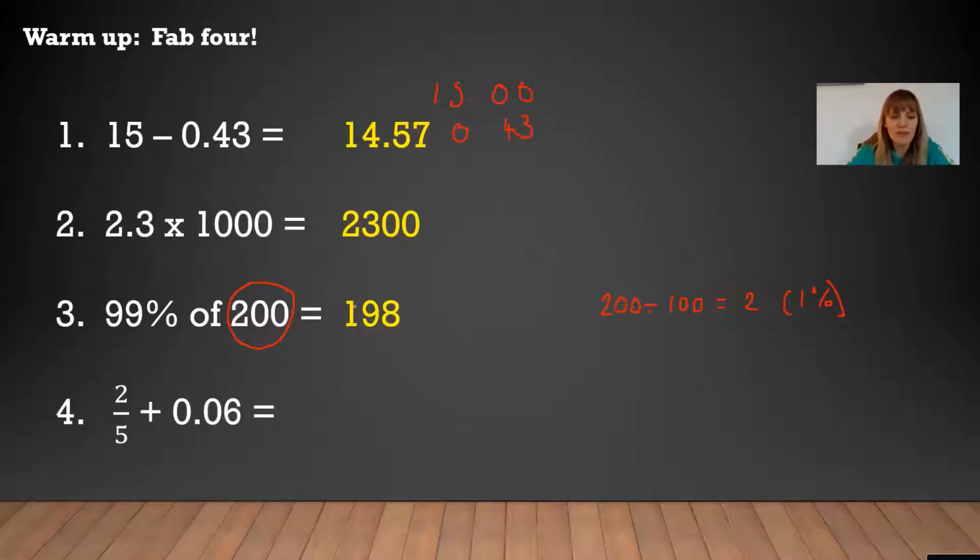And finally then 2 fifths add 0.06. Well, I thought about the fact that 2 fifths is the same as 4 tenths, which is the same as 0.4. And then I had to add it to 0.06, so I should have had a final answer of 0.46.